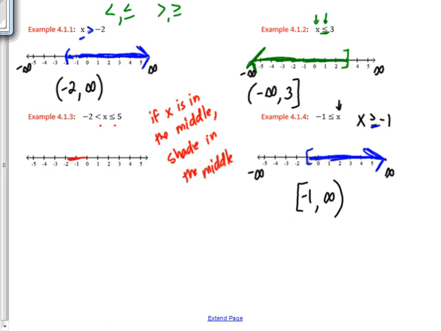So color in between -2 and 5, but now you still need to decide about brackets and parentheses. This inequality goes with the -2, so that's a parenthesis, and this one with the bar goes with the 5, so that is a bracket. Reading it left to right, you start at -2 and you stop at 5, so those won't have any infinities.